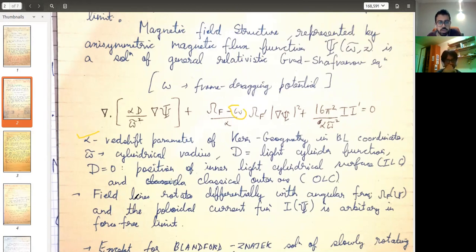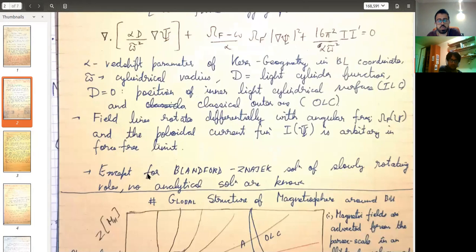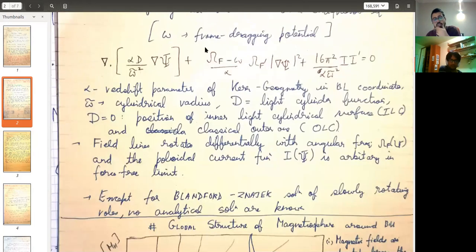But the important part was that the field lines rotate. What you get after solving this equation is that the field lines, and this is the black hole and this is the accretion, so maybe these are the field lines or something, are rotating differentially with an angular frequency, and the poloidal current function is arbitrary in the force-free limit. So at that time, I think this was one of the major equations which people were trying to solve.